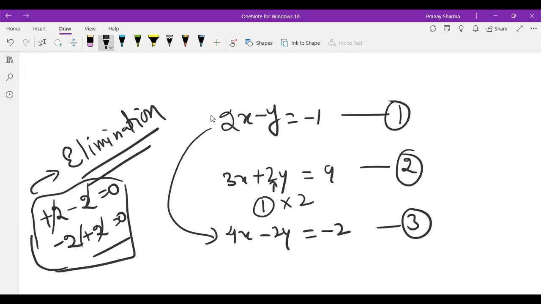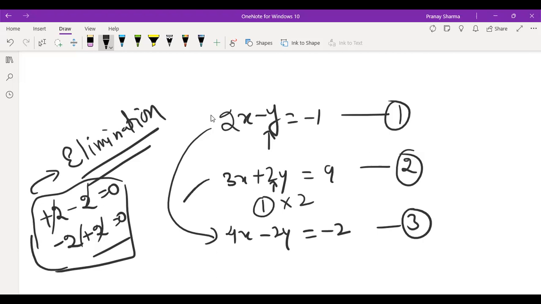Because here, the coefficient of y is 2 in equation number 2, while the coefficient of y here is minus 1. Somehow I need to do some manipulations so that either I can add the equations and get the variable eliminated, or I can subtract the equations to eliminate the variable. But that will only be possible if the coefficients are the same. So I just need to ensure that the coefficient of any one variable is the same. So that is why I did this.